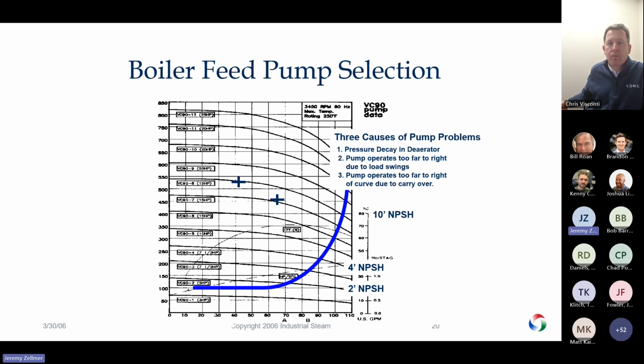Three causes of pump problems: pressure decay in the deaerator, pumps operating too far to the right due to load swings, and pumps operating too far to the right of the curve due to carryover. As you can see, NPSH, especially in the deaerator, becomes very important. The reason we set the operating point where we get the catch up and have the minimum flow figured is so that we're far enough out on the curve, with enough flow, that NPSH doesn't become a problem.